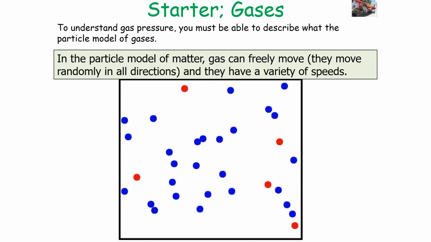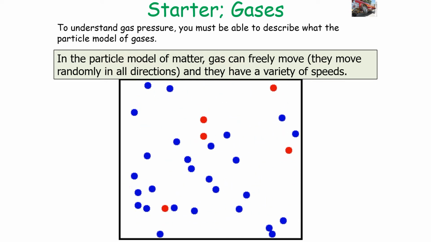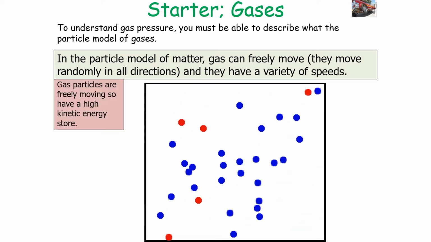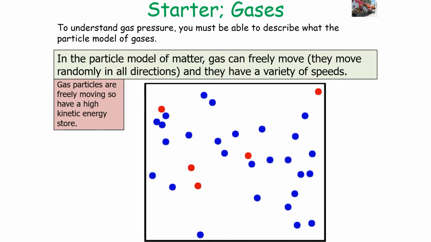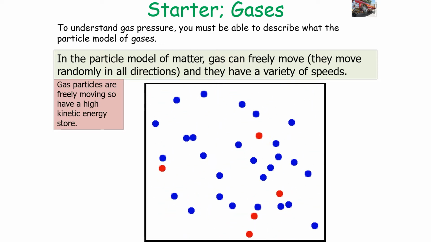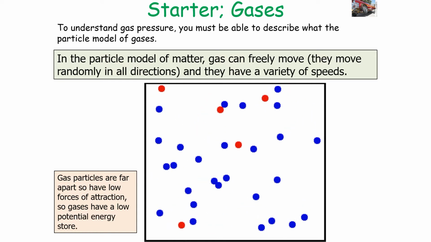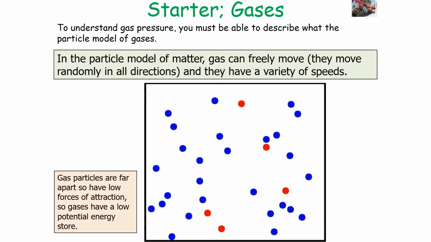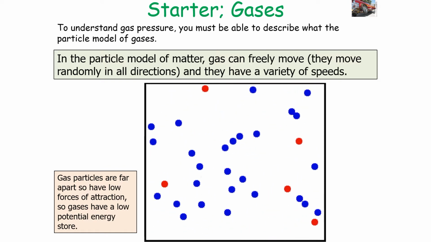To understand gas pressure, you must be able to describe the particle model of gases. In the particle model of matter, gas particles can move freely, so they can move randomly in all directions and they have a variety of speeds. Because gas particles are freely moving, they have a high kinetic energy store, whilst because they are far apart, they have low forces of attraction, so gases contain a low amount of potential energy.